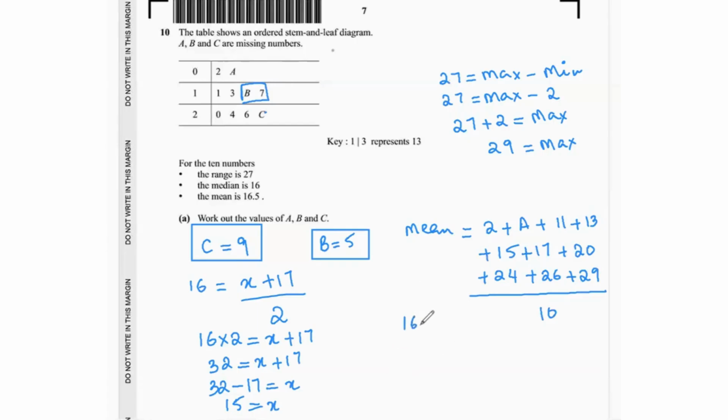Now that's 16.5 equals 2 plus 11 plus 13 plus 15 plus 17 plus 20 plus 24 plus 26 and plus 29. That's 157 plus A divided by 10. Cross multiply. 165 equals 157 plus A. 165 minus 157 equals A. And that is going to give us 8. So A is going to be 8. I'm just going to write that over here.